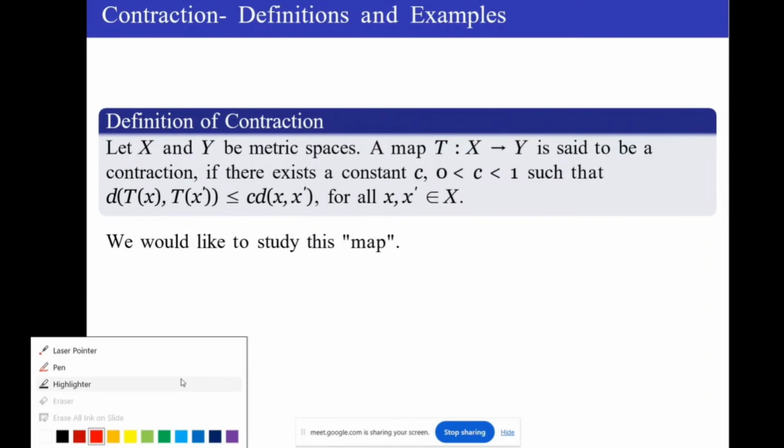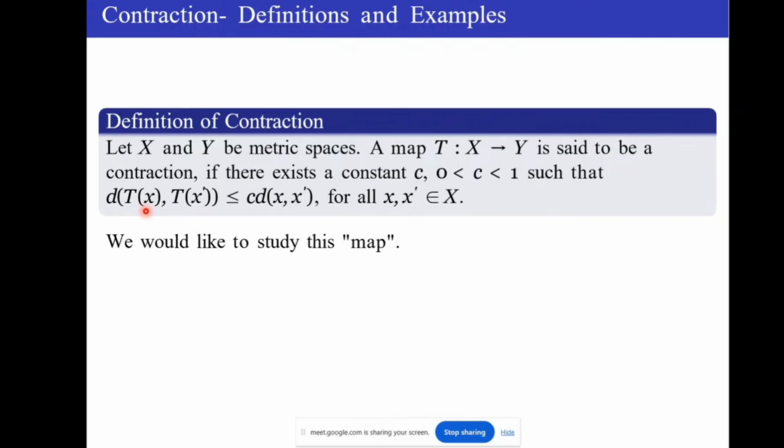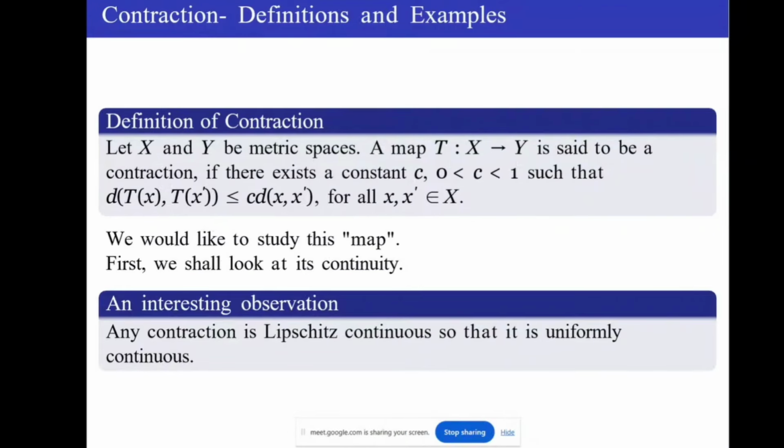Here we have a map, and the distance between the images, T of x and T of x dash, is less than or equal to some constant times the distance between the points in the domain. Right? Now, this is a very familiar feature to us. This is something that we know as the Lipschitz condition. So here we have a map that satisfies Lipschitz continuity. And we know that any function which satisfies Lipschitz continuity will definitely be uniformly continuous, right?